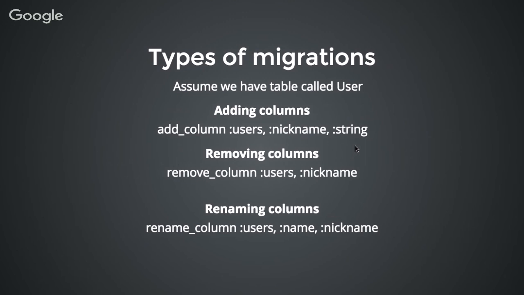So there's a function called add_column. What you pass it is the name of the table, the name of the column, and the type of the column. We have a similar function called remove_column, and all you have to do is pass it the name of your table and the name of the column. Last one is renaming columns, where you just have to call rename_column, put the name of the table, the original name of the column, and then your new name of the column. This is just more like a reference slide for you guys to use later.